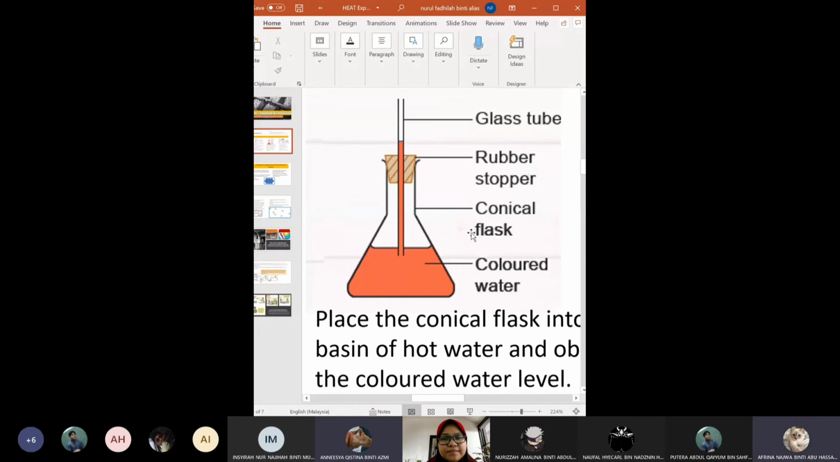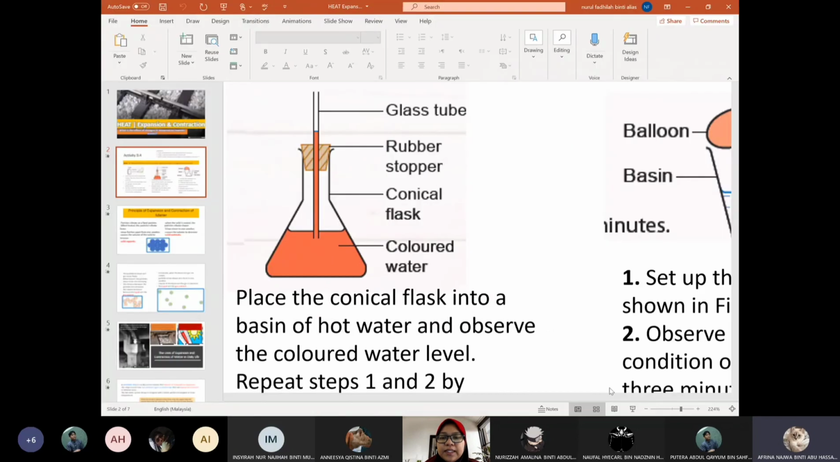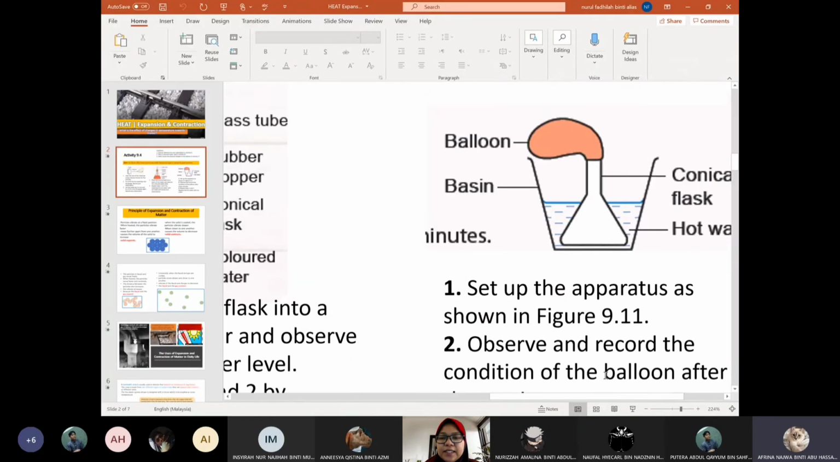To see changes in contraction. I cannot hear you. Macam mana? To see changes in contraction. Yes, very good. Okay, excellent. Okay, Anisha and Naufal, thank you. See clearly what happens, kan? So we can see the changes of level clearly.